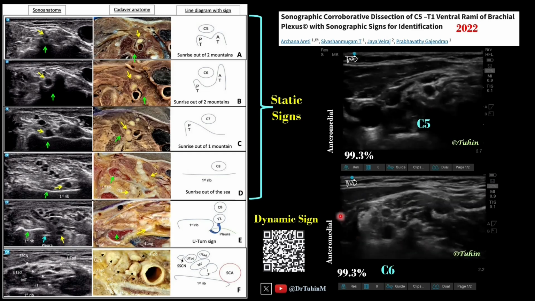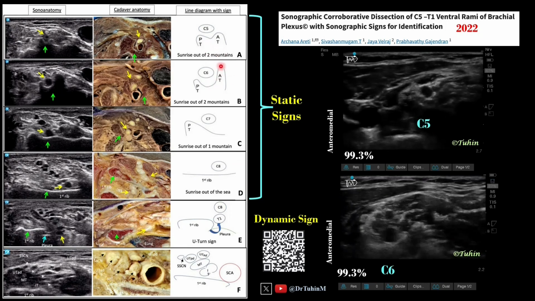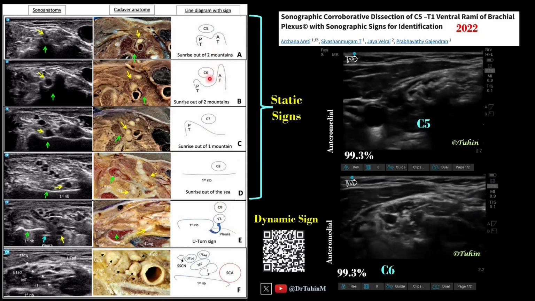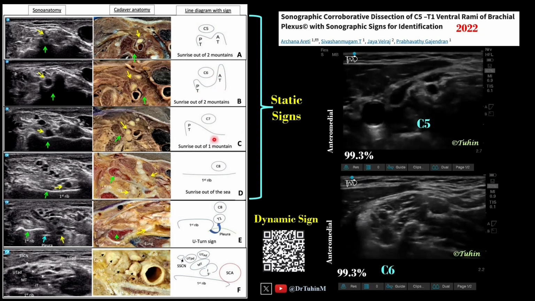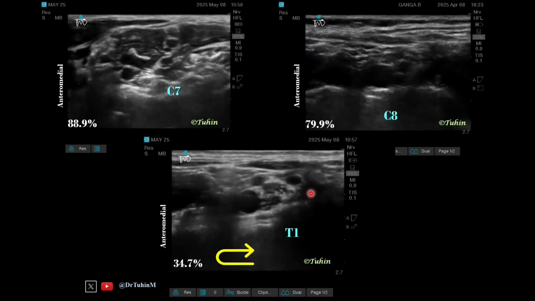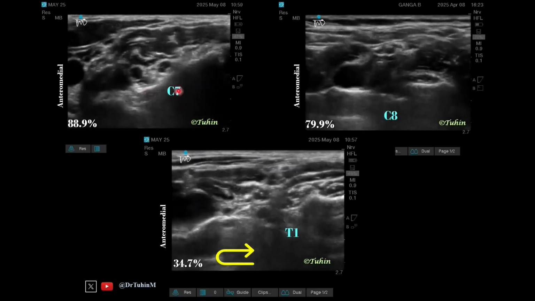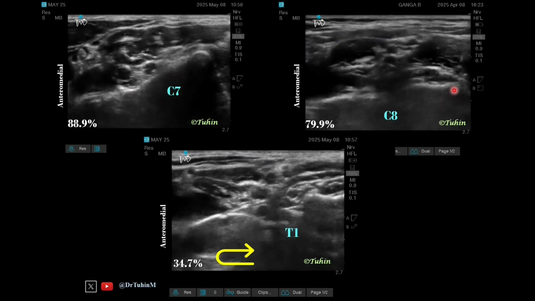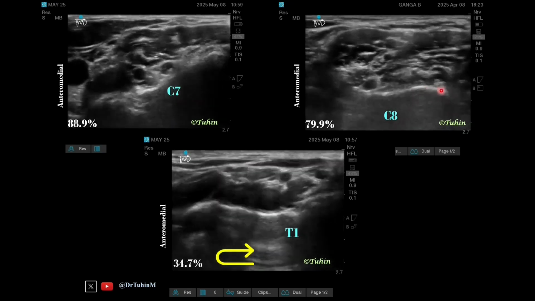Anterior tubercle of the C6 transverse process is larger than the posterior one, which is also known as the Chassaignac tubercle. For C7, the anterior tubercle is absent, so one mountain, and the sun rises above the sea for C8. The straight hyperechoic line you are seeing here is the T1 transverse process first rib complex.